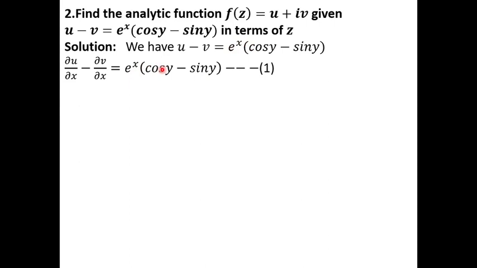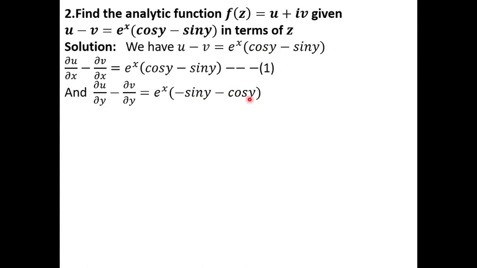Here we do not apply double differentiation because we discuss only analytic functions, not harmonic. In harmonic functions we differentiate x twice and y twice, but in an analytic function we differentiate the given function with respect to x and y a single time. Dou u by dou y minus dou v by dou y is equal to, here e power x is a constant because we differentiate with respect to y, into differentiation of cos y, which is minus sin y, minus differentiation of sin y, which is cos y.